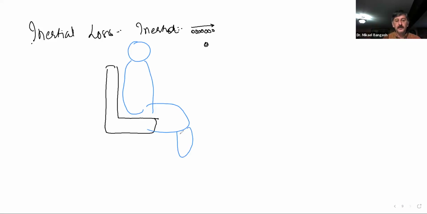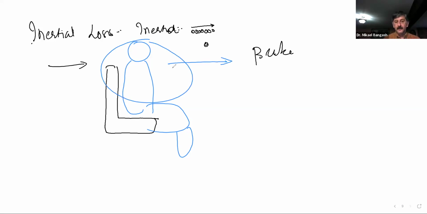You are sitting in your car, driving at crazy speed. But then all of a sudden, you apply the brake. Have you ever wondered why this part of your body here may go like this?